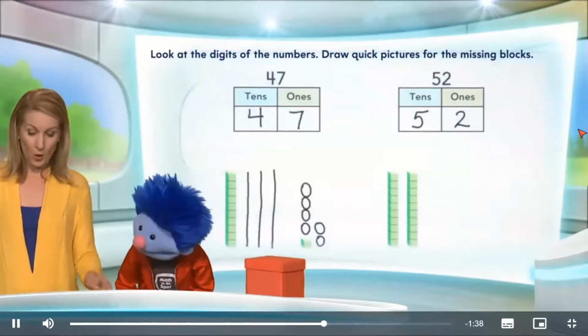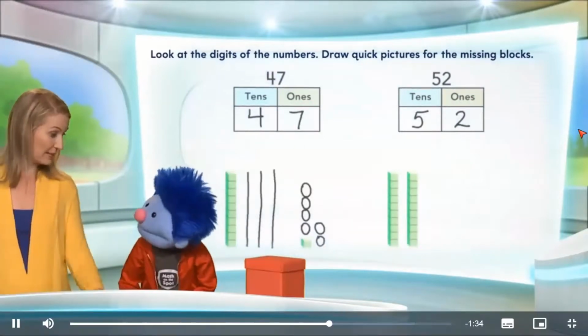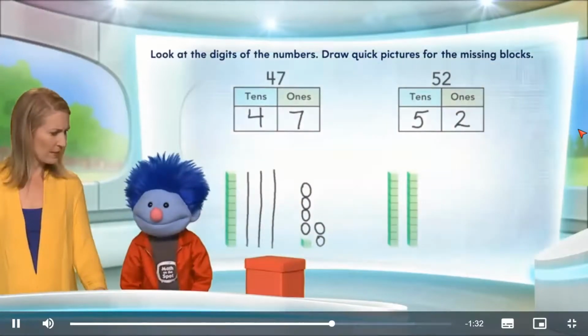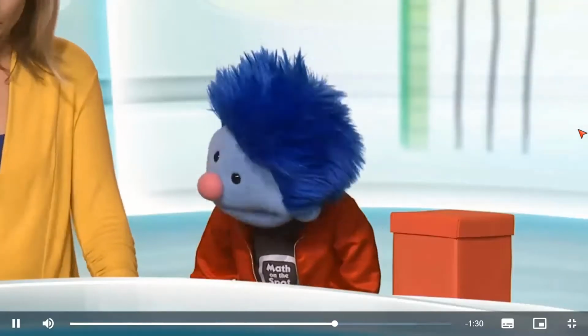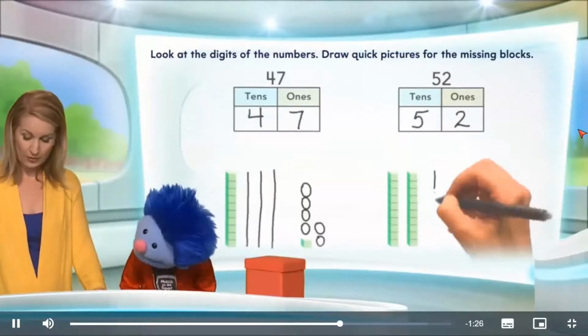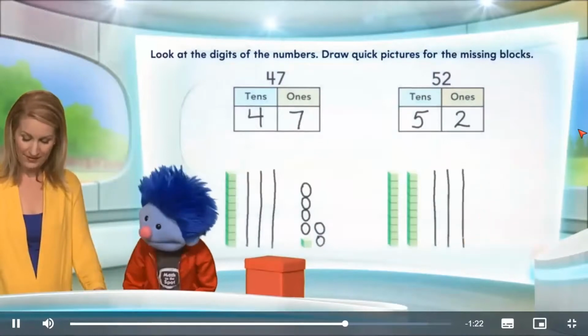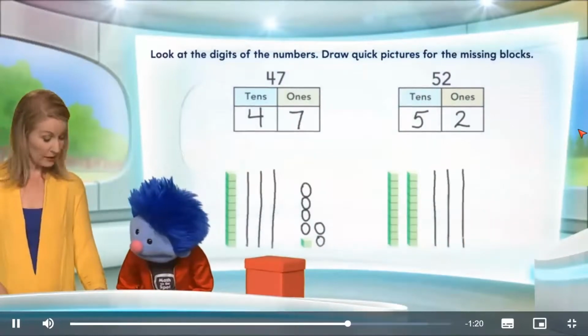Fantastic. Now, we have 2 tens, but we want to show 5 tens. Okay. So, how many are we missing? Well, let's count them. Okay, so we have 1, 2, 3, 4, 5. So we actually needed to include 3 more.